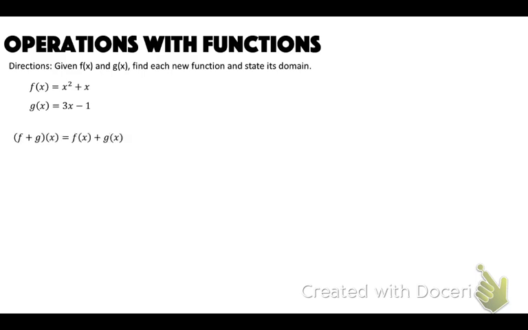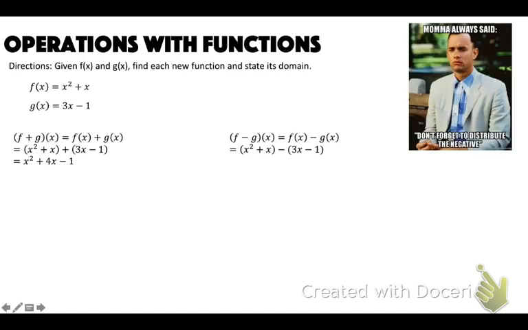Well, that's the same as saying f of x plus g of x. So that's going to be x squared plus x plus 3x minus 1, which ends up being x squared plus 4x minus 1. Pretty straightforward. So f minus g of x, well, that's the same as f of x minus g of x. So that's going to be x squared plus x minus 3x minus 1. Don't forget to distribute the negative. Remember, anytime there's a subtraction, you distribute that negative. So that's the same as negative 3x plus 1. Now we can combine, so that's x squared minus 2x plus 1.